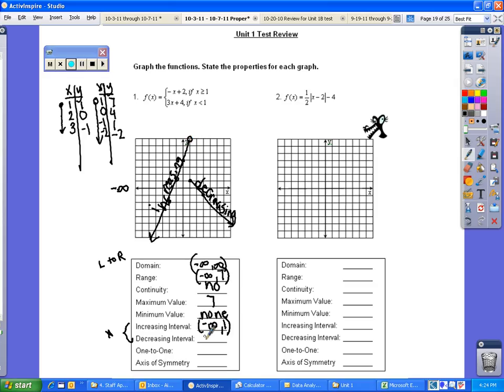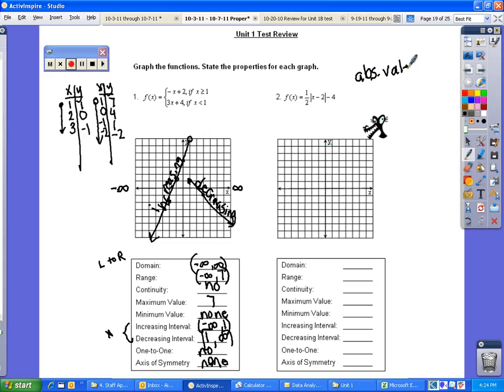Decreasing starts at 1, but that's a closed circle or a solid dot, and then it keeps going to positive infinity because it starts here and it goes to the right. It keeps going to the right to positive infinity. It is not one-to-one because it fails the horizontal line test. And your axis of symmetry, there is none because this is not an absolute value. Alright, looking at our next function, this is an absolute value.